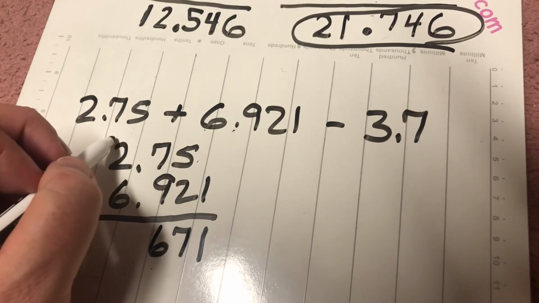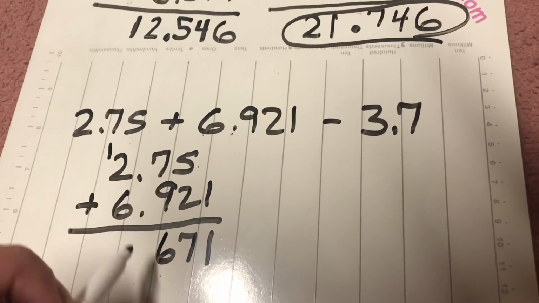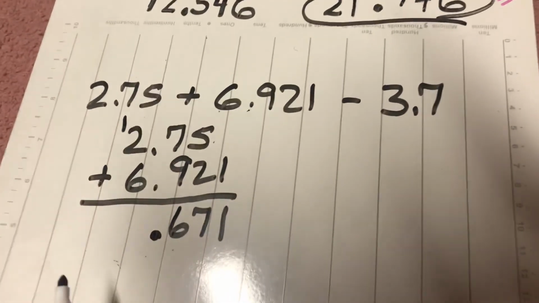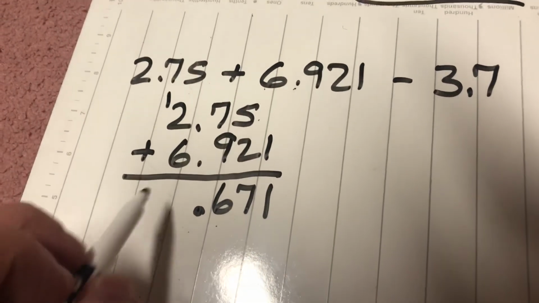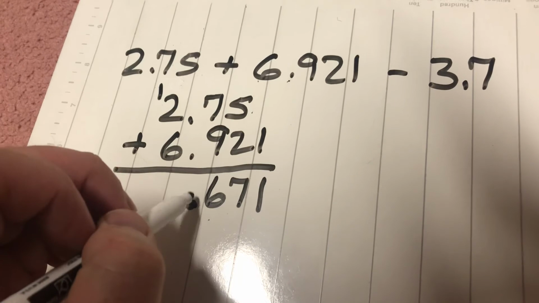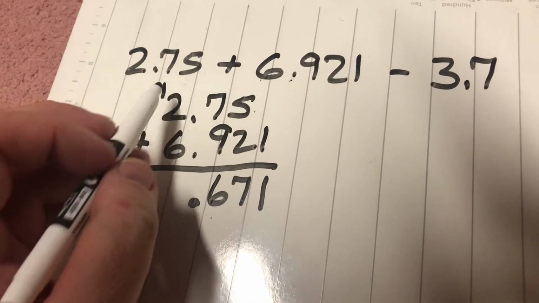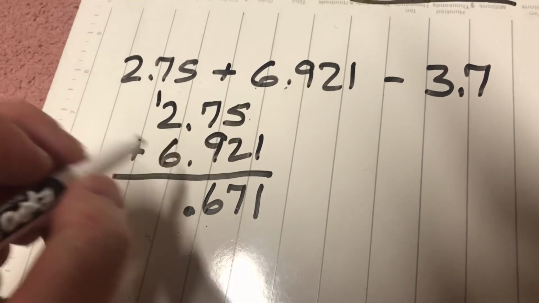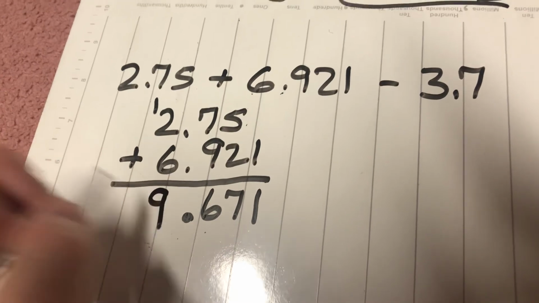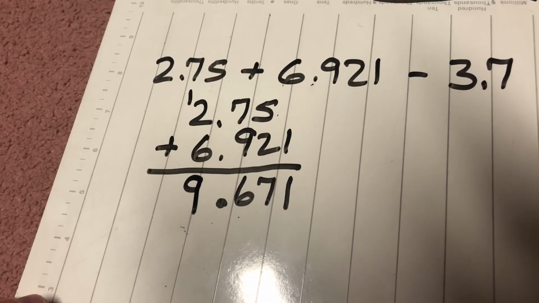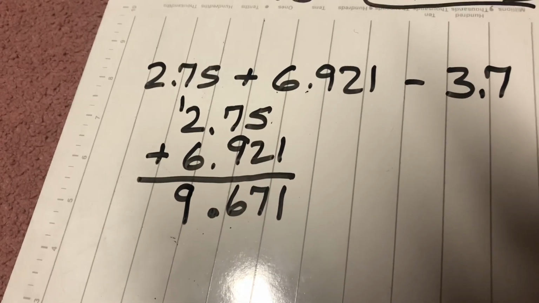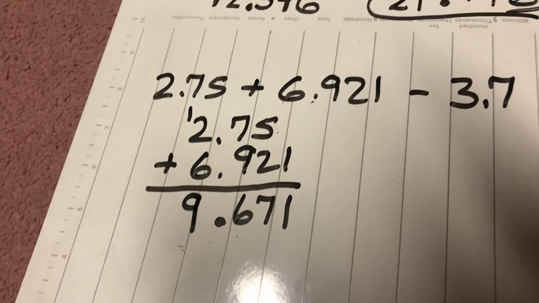Put the 6 down, carry the 1, drop the decimal, folks. Once again, I can't repeat and reiterate the importance of that enough. Drop that decimal straight down. 1 plus 2 is 3. 3 plus 6 is 9. 9 and 671 thousandths.